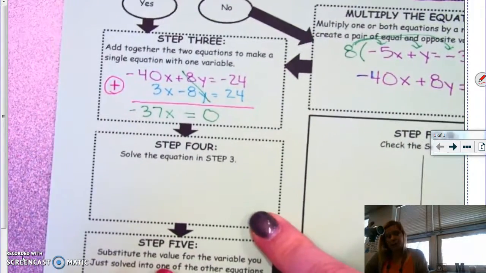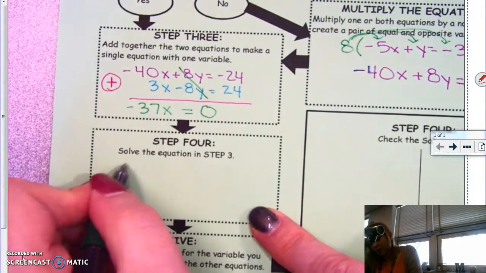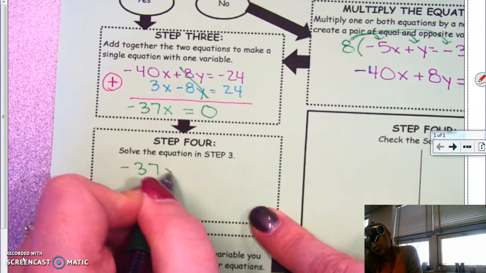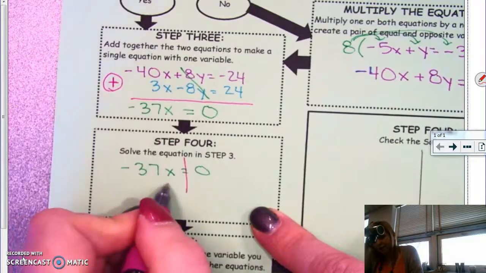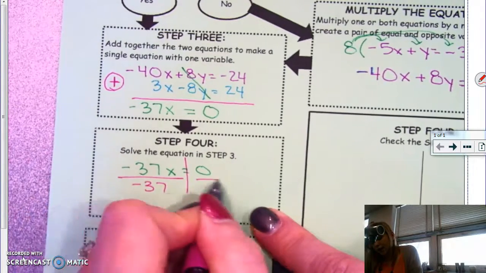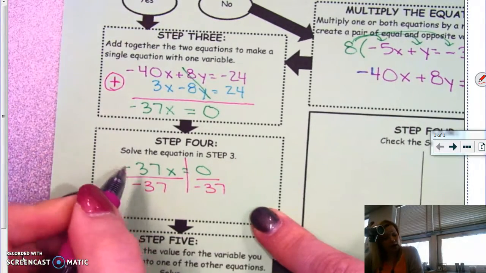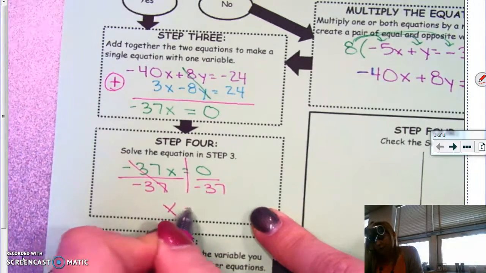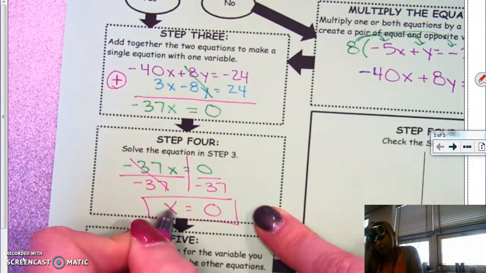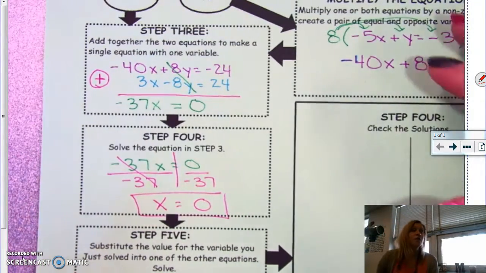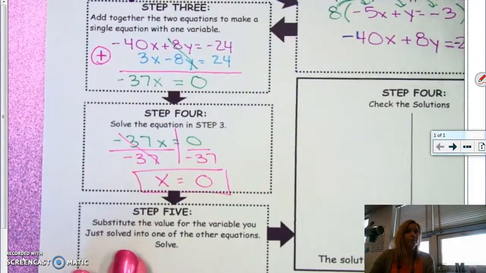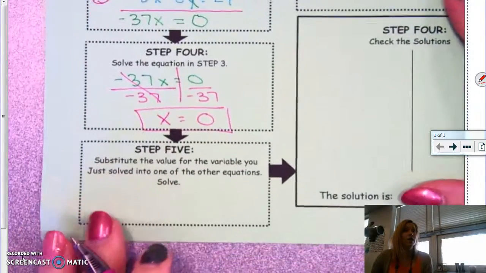The next part of the step is to solve that equation. So I've got negative 37x equals 0. The next thing left to do is just to simplify. Divide both sides by negative 37. And in this case, x equals 0. There we go. We have found one of our variables. That's half the battle.